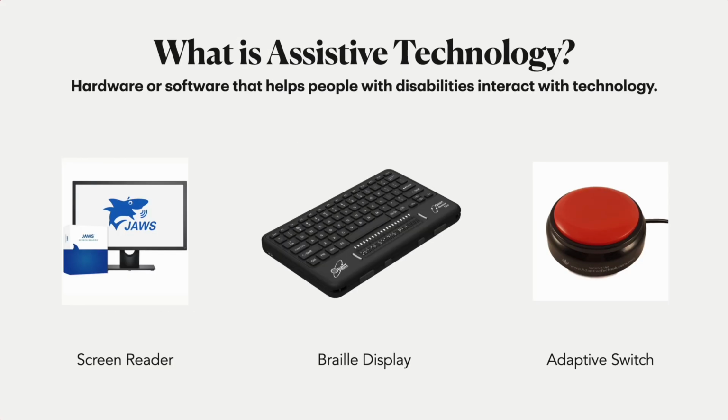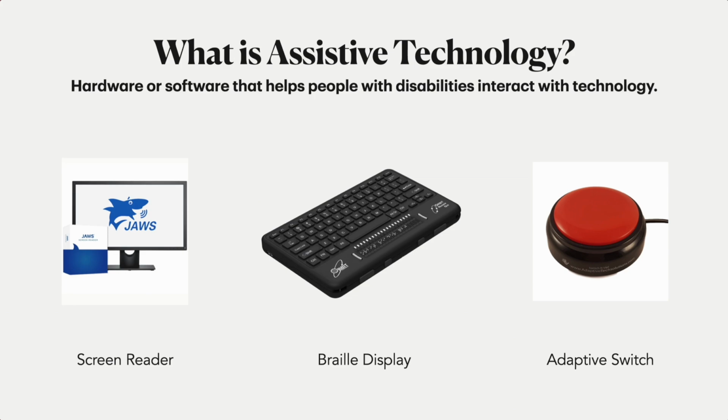Before we get into standards, let's take a moment to talk about assistive technology, because the standards we're going to cover are largely written around ensuring that software works correctly with it. Assistive technology, often abbreviated as AT, refers to any hardware or software used by people with disabilities to help them interact with technology or the world around them.